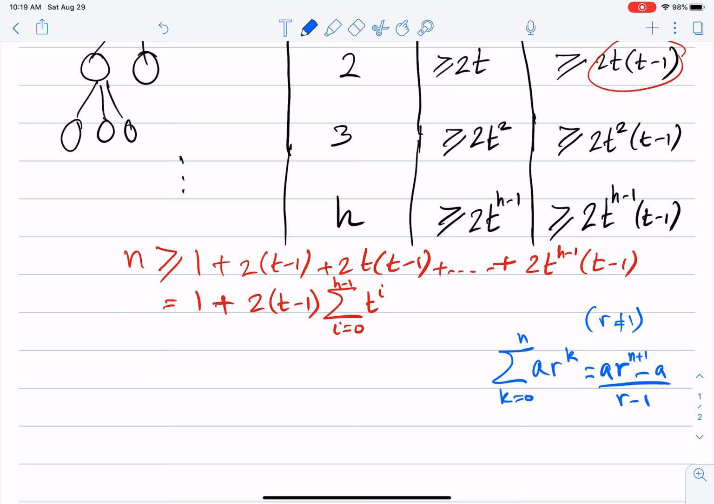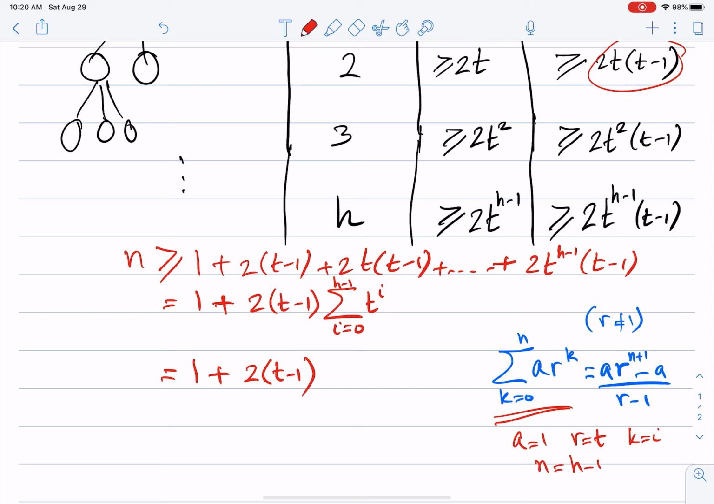Okay, so if I make use of this formula here, what I get is 1 plus 2 times (t minus 1) and this summation here, the sum of t to the i, from i equals 0 to h minus 1. If you want to make use of this formula here, notice that the a is 1, and the r is basically the t in our case. The k is the i in our case, and the n is the h minus 1 in our case.